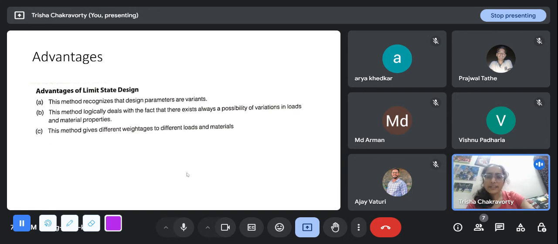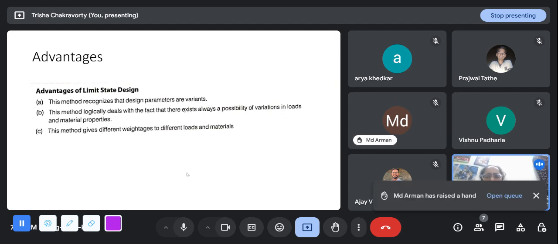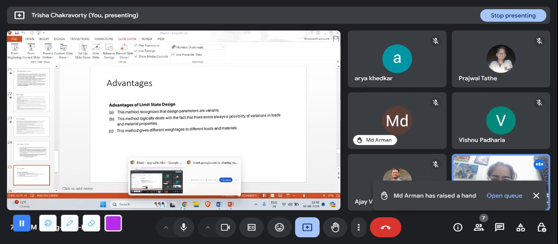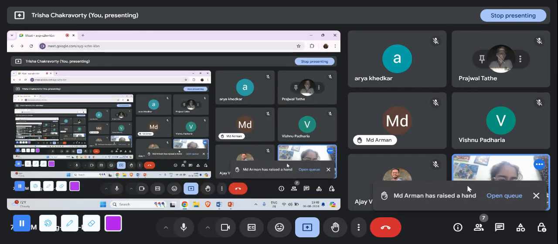Advantages of limit state design. This method recognizes that design parameters are variant. This method logically deals with the fact that there always exists a possibility of variations in loads and material properties both. And this method gives different weightage to different loads and materials. So there are load partial safety factor combinations given in the IS codes. Like we apply some 1.5 on live load because it's more variable. I think we apply 1.2 on dead loads. Yes.